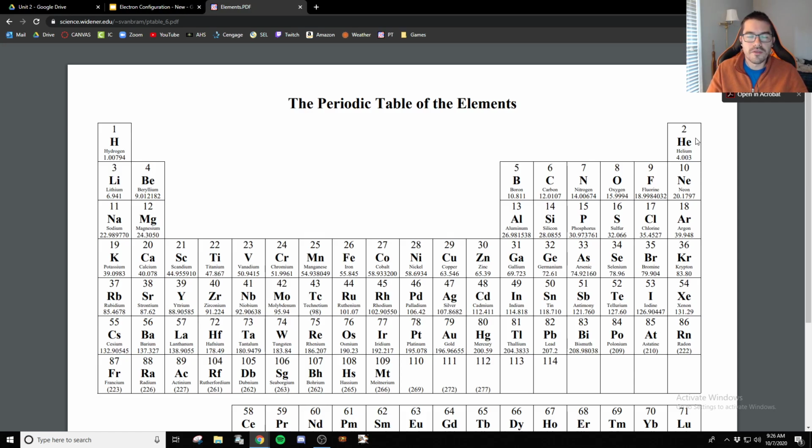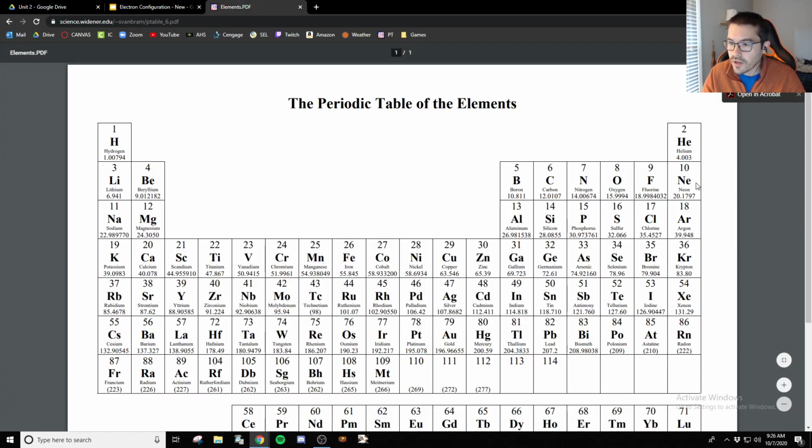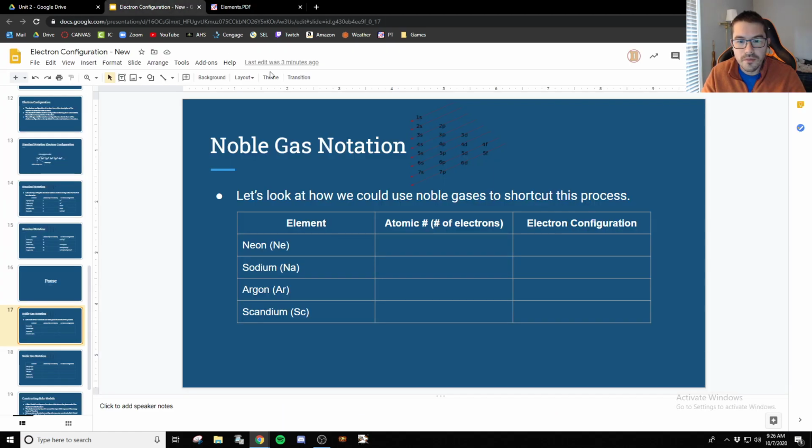And this method that we're going to learn today for writing electron configuration is called noble gas notation, because in each situation or in each problem, we're going to use a noble gas as part of our shortcut. And to illustrate that to you, let me go ahead and do the electron configuration for a noble gas element. So let me do neon. Neon is right here. It's atomic number 10.